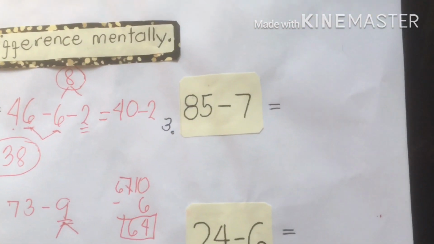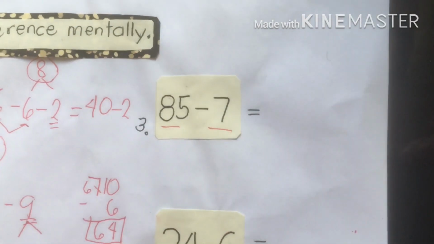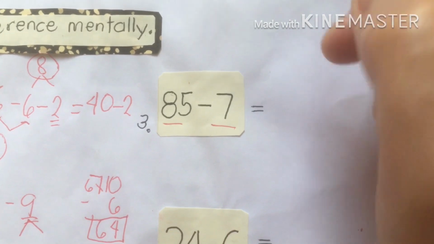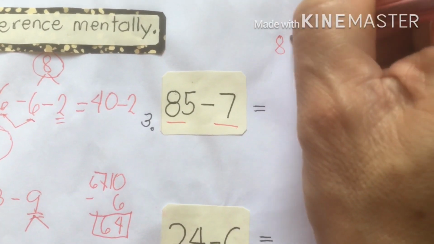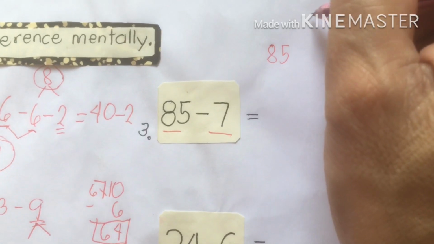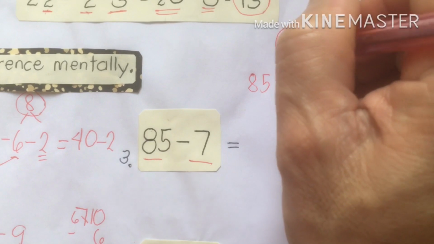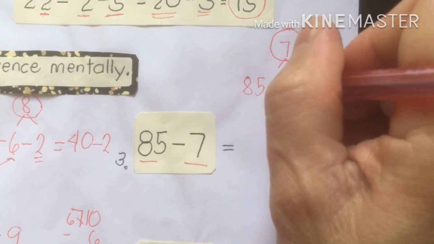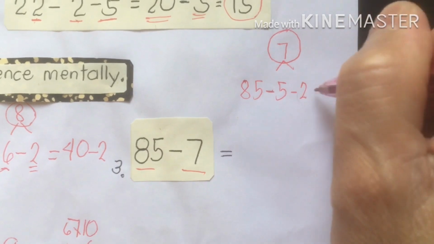Next, number 3, 85 minus 7. So we're going to write 85 here, then 7, we are going to break the number 7 here, breaking it up. So we have here 5, then 2.